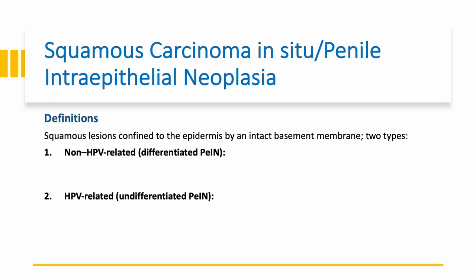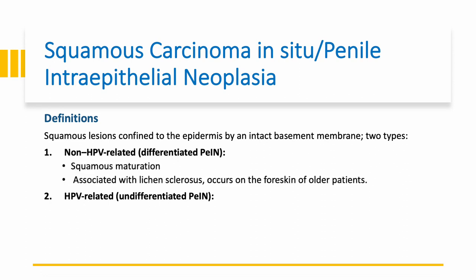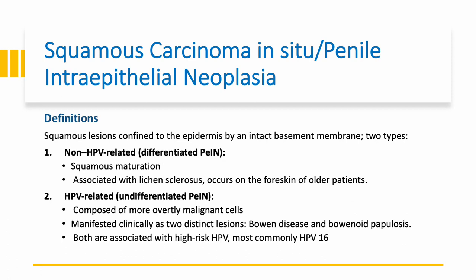intraepithelial neoplasia, based on the histological morphology. Non-HPV or HPV negative intraepithelial neoplasia will show squamous maturation with keratinization, and it is HPV negative and associated with lichen sclerosus et atrophicus. In contrast, in HPV related or HPV positive intraepithelial neoplasia, the histology will show frank malignant cells with no maturation or keratinization.